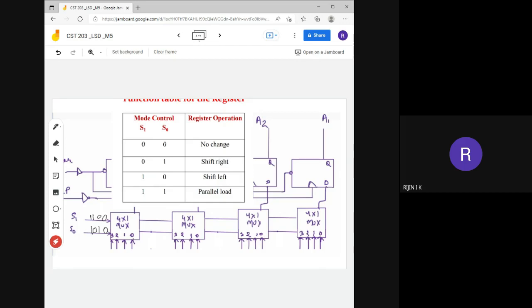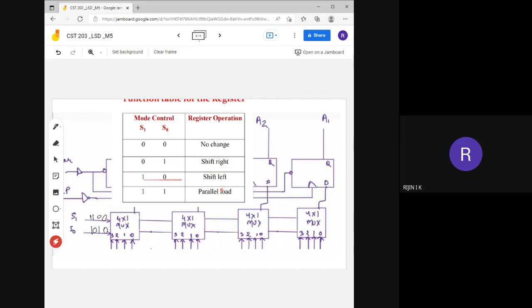Actually it is a bidirectional register. So if the value of the control line is 0 1, you need to perform the shift right operation. Similarly, if the value is 1 0, you need to perform the shift left operation. And if the value is 1 1, you need to perform the parallel load operation. So just to remember: if it is 0 0, you have to perform the no change operation. If it is 0 1, it has to perform shift right.